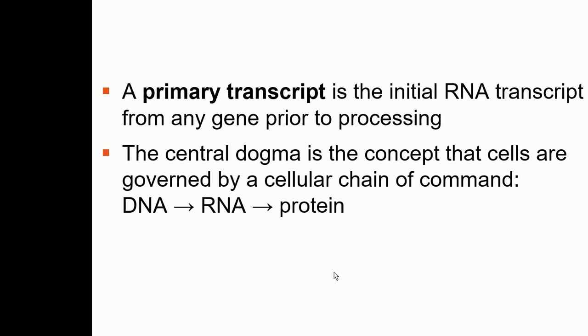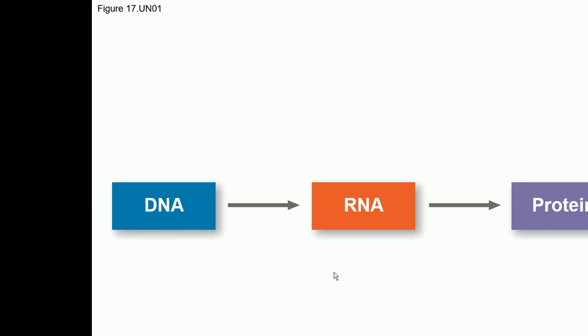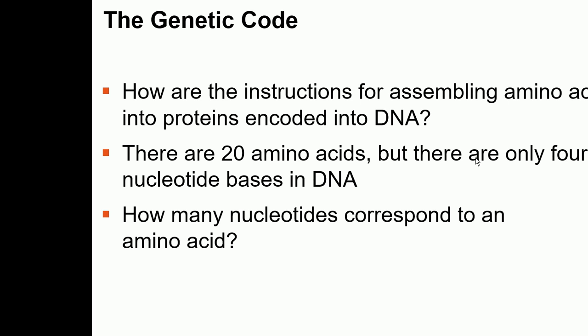So the information is converted from DNA to RNA, and then from RNA to protein. This is called the central dogma: DNA to RNA to protein. Okay, now, as we just talked about the central dogma, the information from DNA is converted into mRNA, and then it's converted into proteins. So we are going to now talk about all these things.